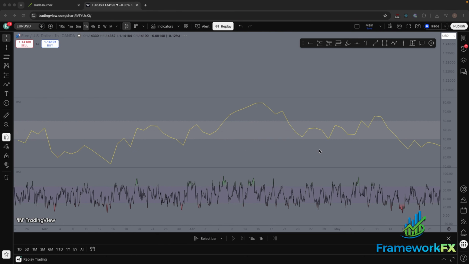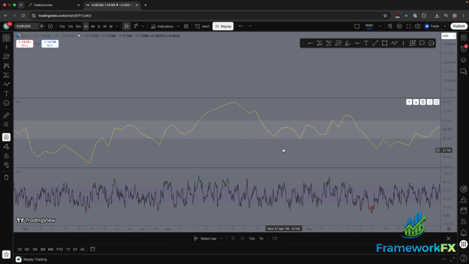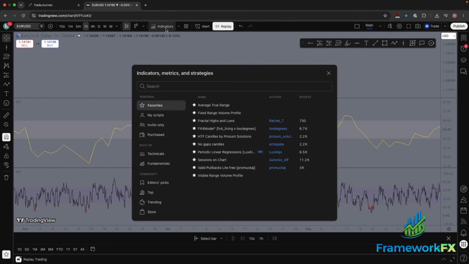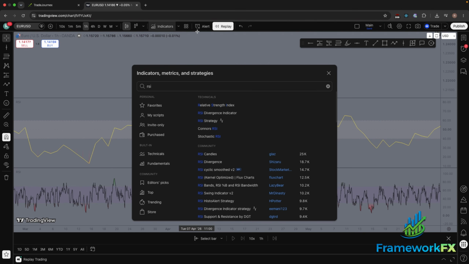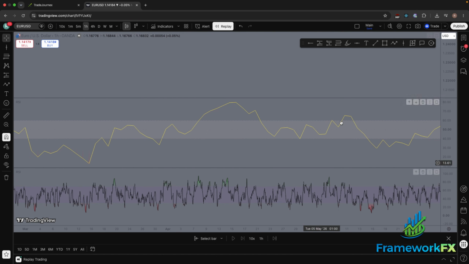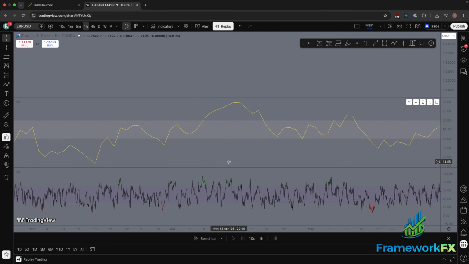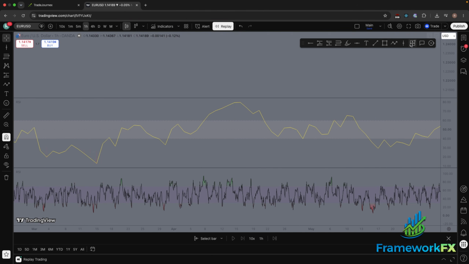Start by taking a look at the RSIs, as they're the most important part of the dual RSI strategy. What you want to do to start with is come up to indicators and type in RSI. It's the relative strength index that you want, and you want to put two of them on your charts, just like I have here. Basically they represent two different things.